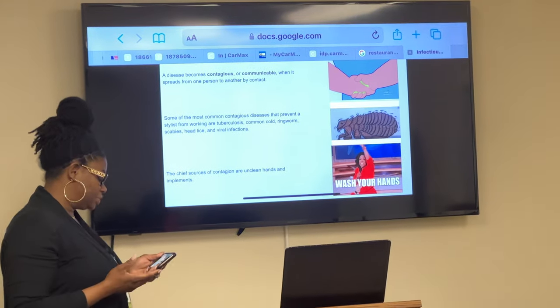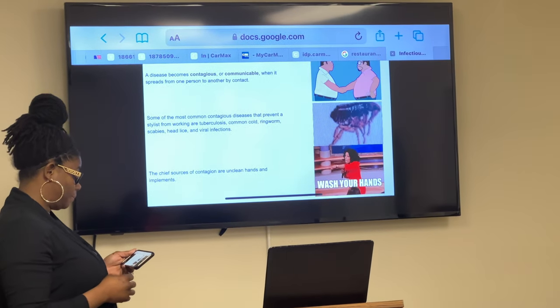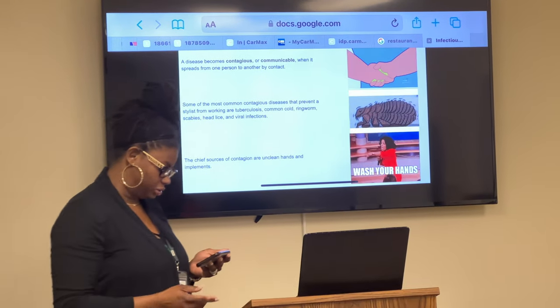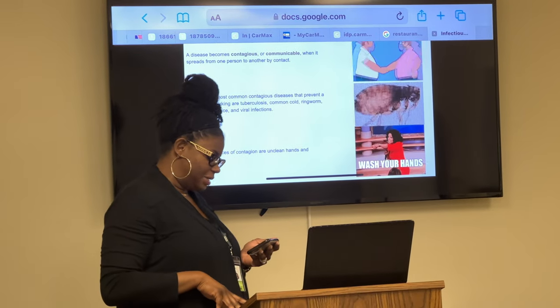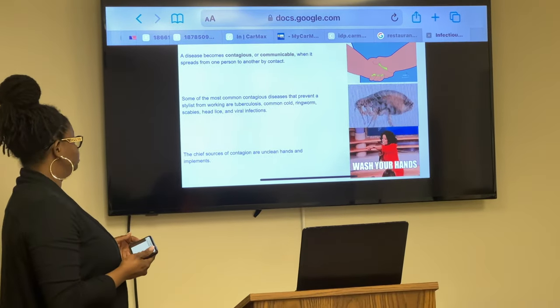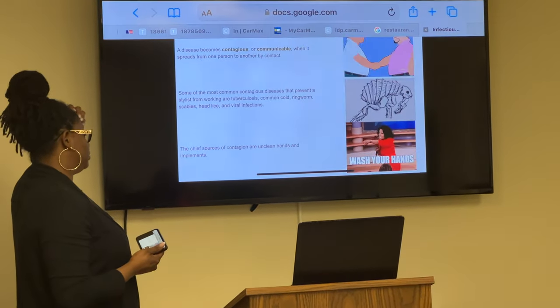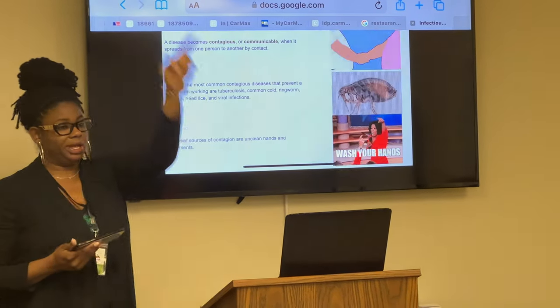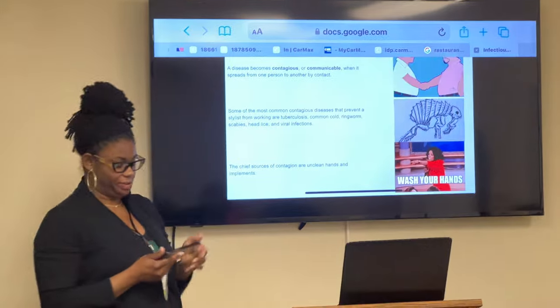Communicable means spread from one person to another by contact. Some of the most contagious diseases that prevent the stylist from working are tuberculosis, common cold, ringworm, scabies, head lice, and viral infection. This is lice. And the chief sources of contagion are unclean hands and implements. So like Oprah said, wash your hands.